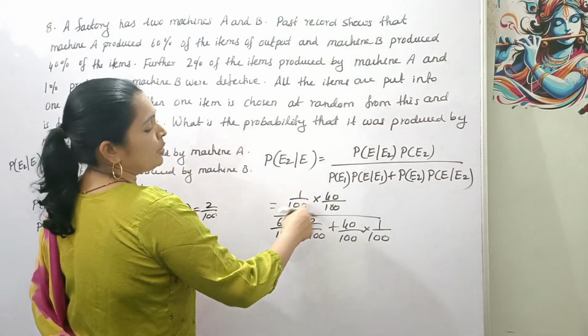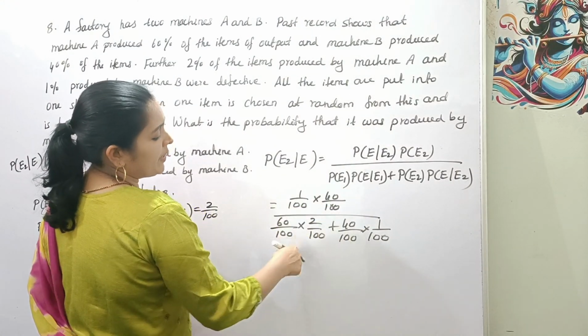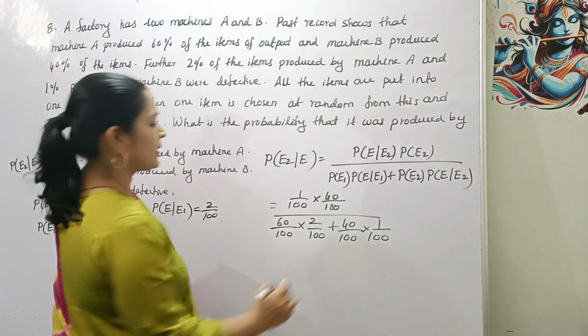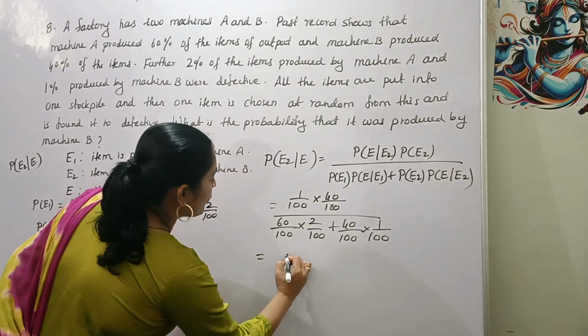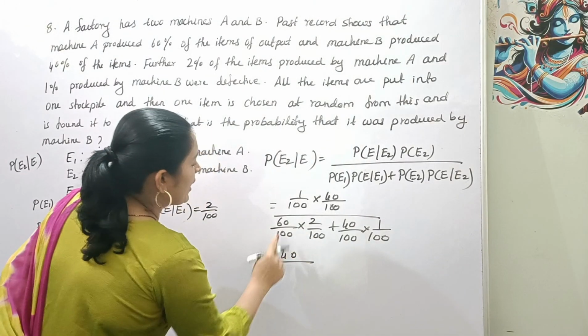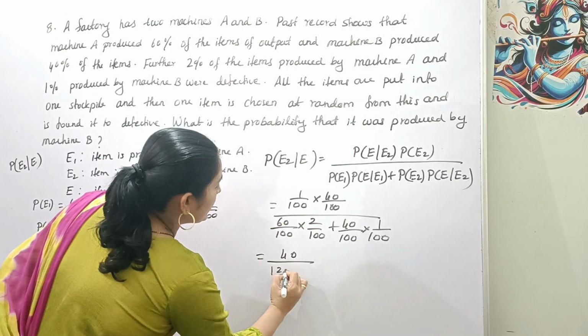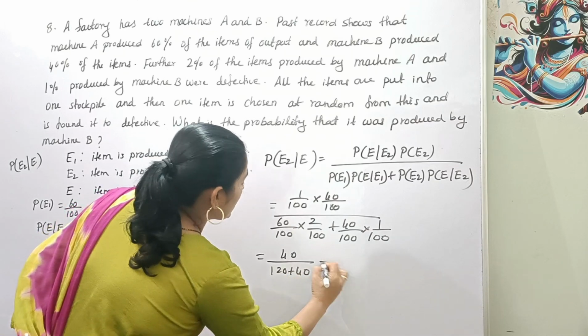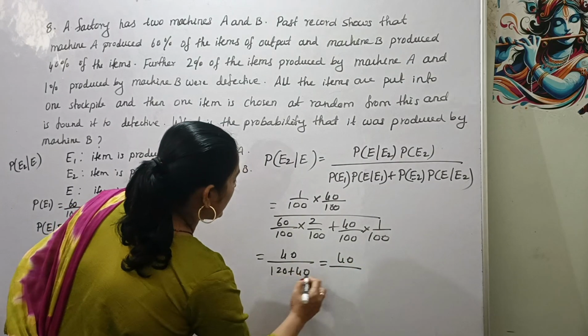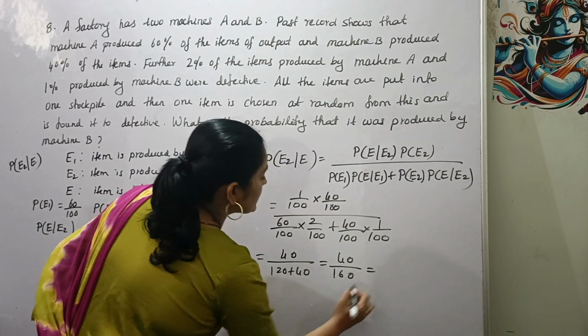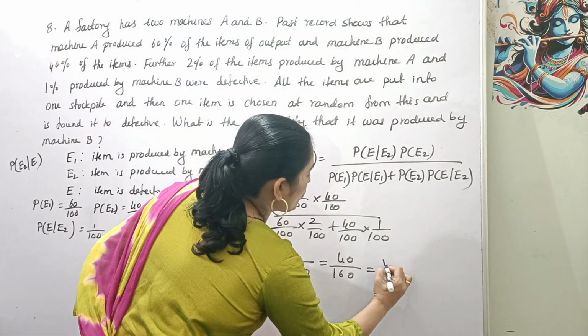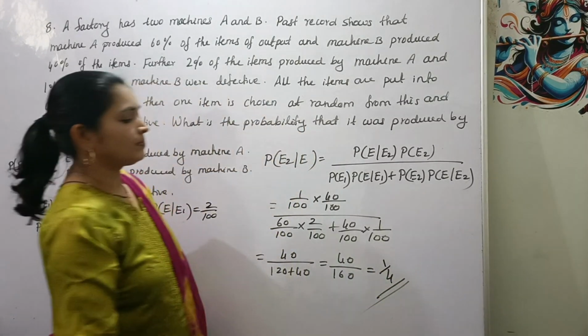See here, in numerator, denominator, 100 into 100, that is cancelled. So it is equal to 40 divided by, it is 120 plus 40, that is equal to 40 divided by 160, that is equal to 0 cancelled. So 1 by 4.